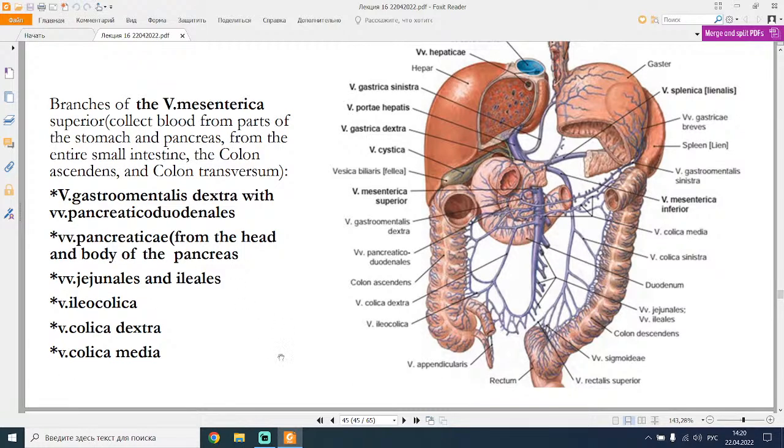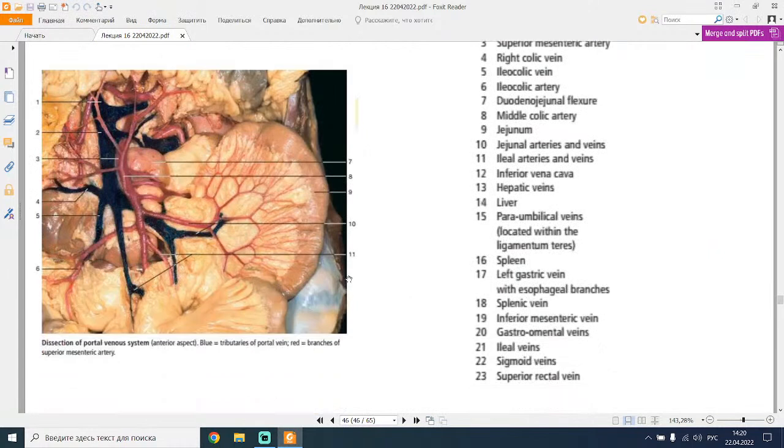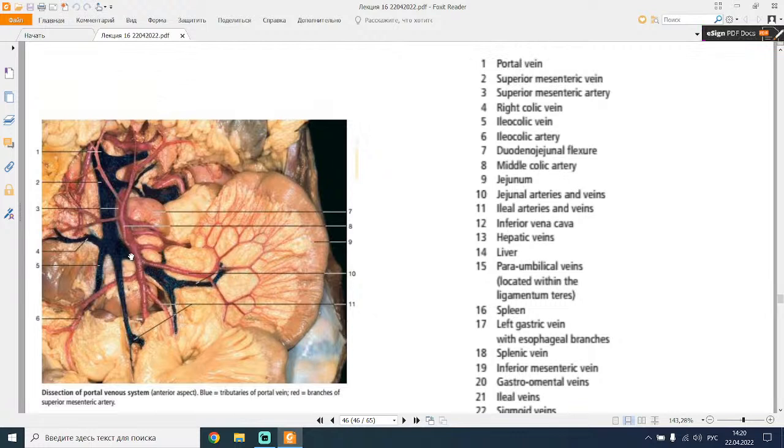Here you see the mesenteric veins. This is the vena mesenterica superior and the portal vein, vena lienalis, vena colica dextra, vena ileocolica, venae jejunales, and venae ileales. This is vena mesenterica superior.